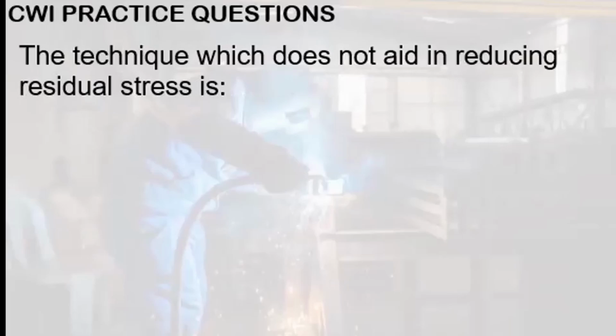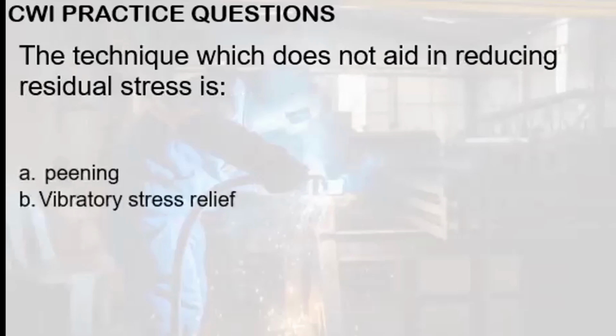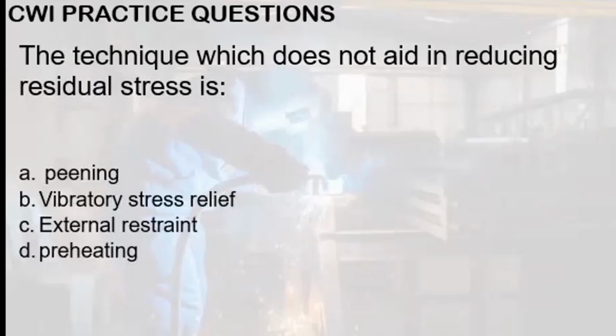The technique which does not aid in reducing residual stress is A. Peening, B. Vibratory stress relief, C. External restraint, or D. Preheating. Peening is a form of mechanical heat treatment in the form of hammer blows. So if it is a heat treatment, you can bet that this process relieves residual stress from the metal. If it is mechanical or thermal heat treatment, then those processes can relieve residual stress. So there are forms of heat treatment that can be by mechanical means, and peening is one of them.